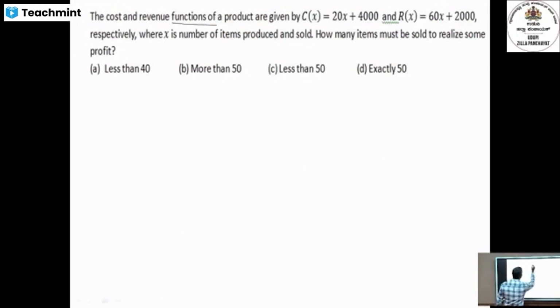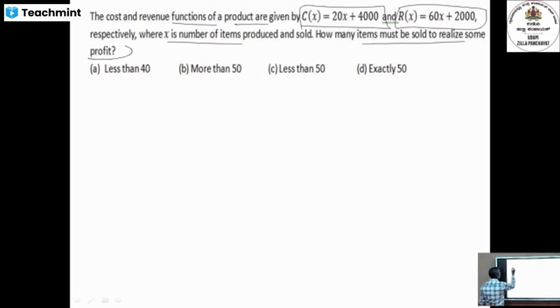Revenue functions of a product are given by C of x and R of x, where x is the number of items produced and sold. How many items must be sold to realize some profit? So he needs some profit. So what is the profit?